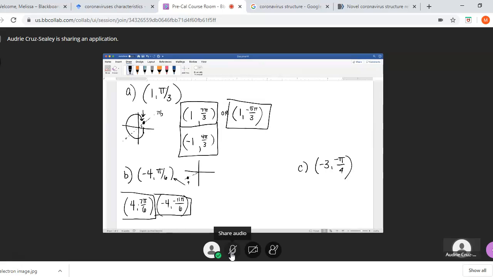So let me try to do it in a different color. This one's orange. So here's 4. If you travel 7 pi over 6, wouldn't you end up here? Ended up in the same place. Cool. Erasing those.